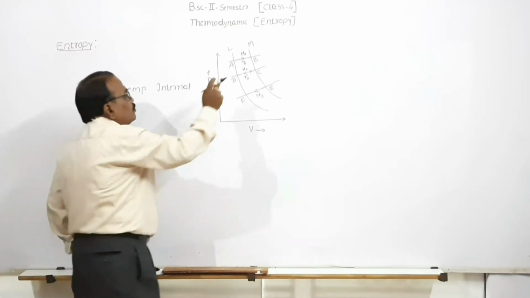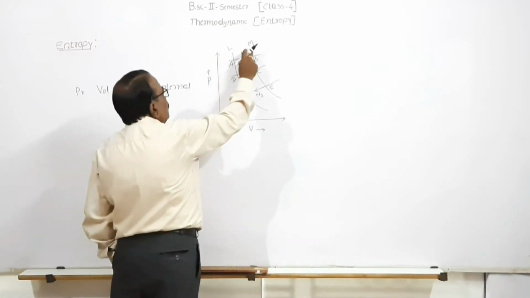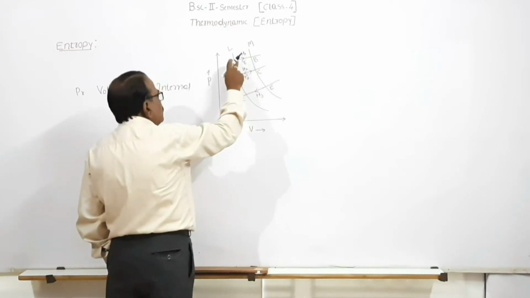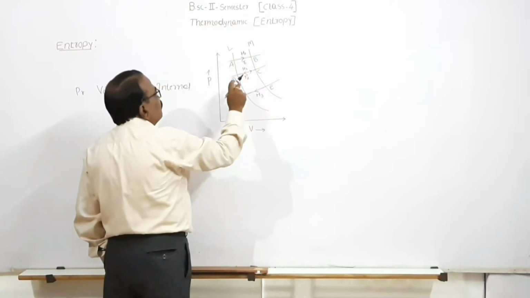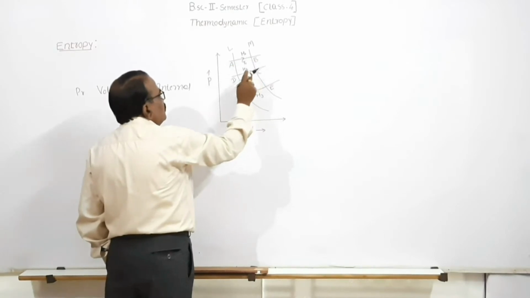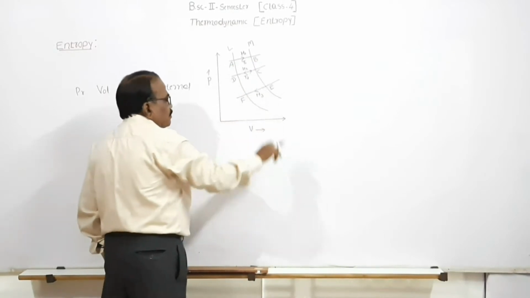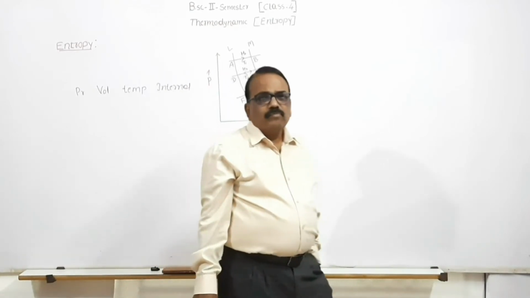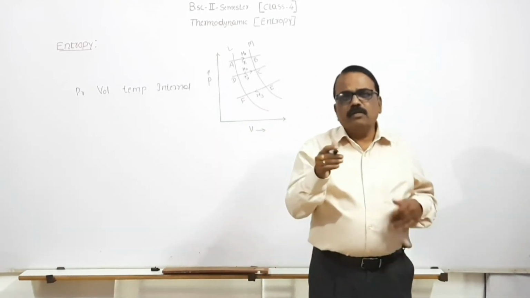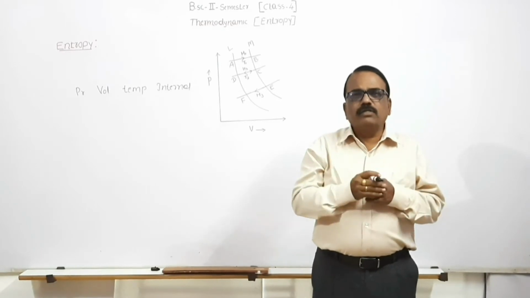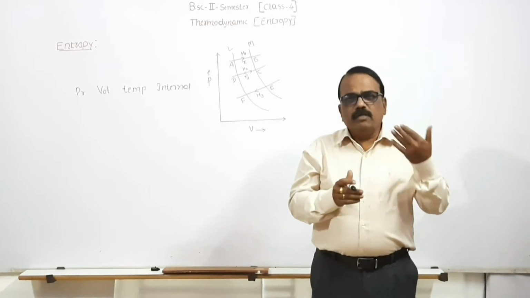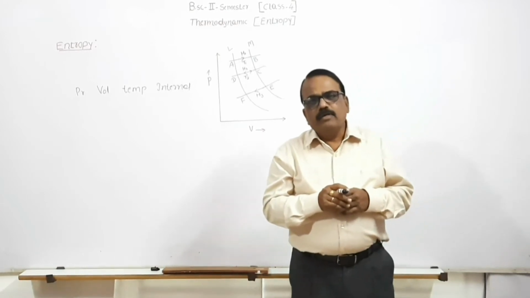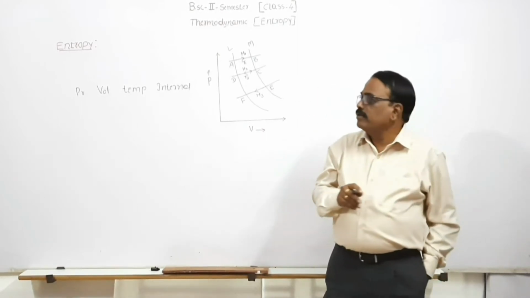Consider two adiabatics L and M and three isothermals A, B, C, D and E, F. What do you mean by isothermals? Isothermals means the temperature should remain constant, either by addition of heat to the system or taking heat away from the system. That is called isothermals.